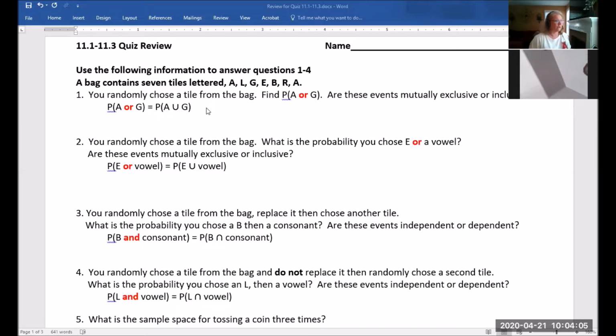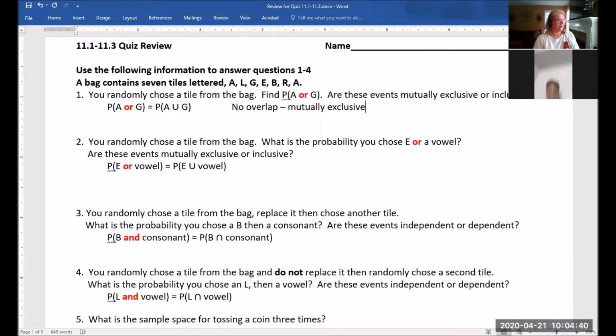So let's look at 1 and 2. First of all, it says you randomly choose a tile from the bag, find the probability that it's an A or a G. Well, is there any relationship between A and G? I would say no, there's no overlap. So I'm going to type here, there's no overlap. And what that tells me is that this is a mutually exclusive event, because there's no relationship between an A or a G. This is an or statement, so it's mutually exclusive. That's all you had to do.